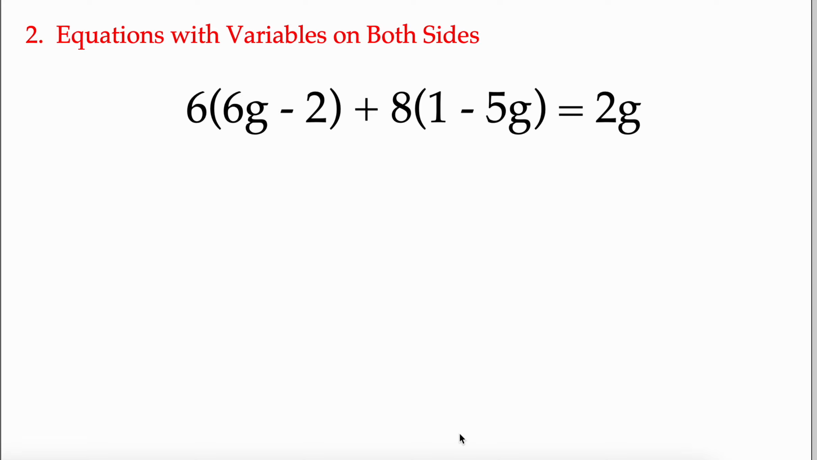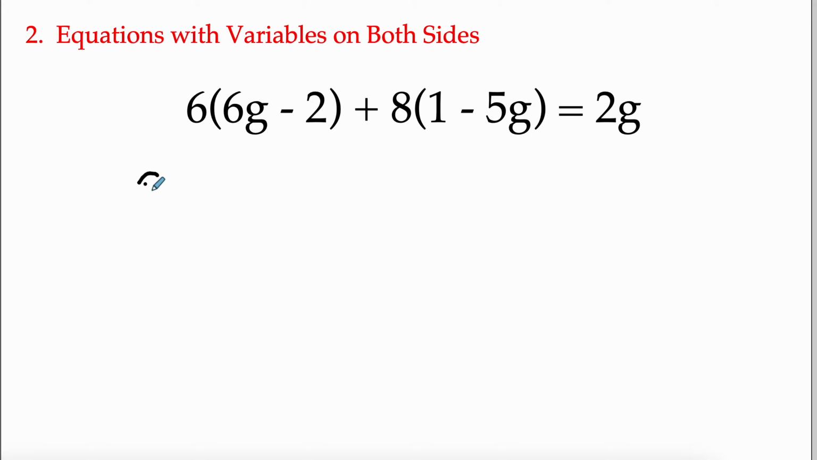When the same variable appears on both sides of an equation, our goal is to rewrite the equation so that the variable is only on one side. In order to do this, we need to multiply out any uses of the distributive property and then add or subtract those terms that have that same variable. So we'll start with the distributive property part.